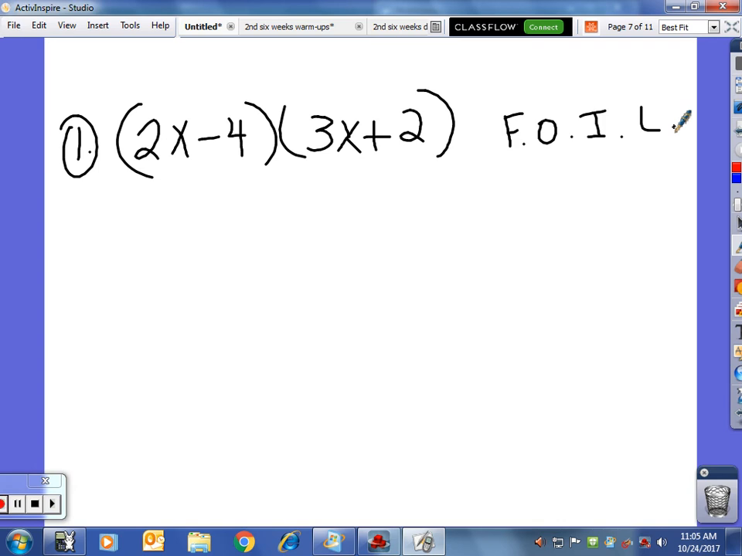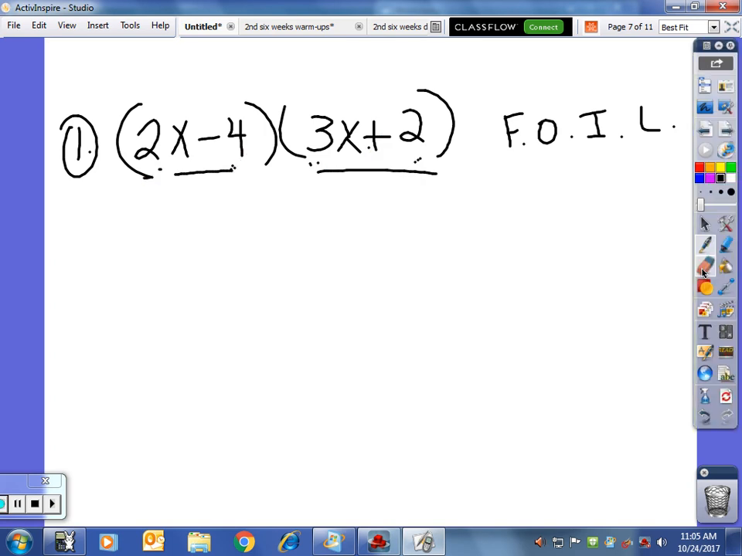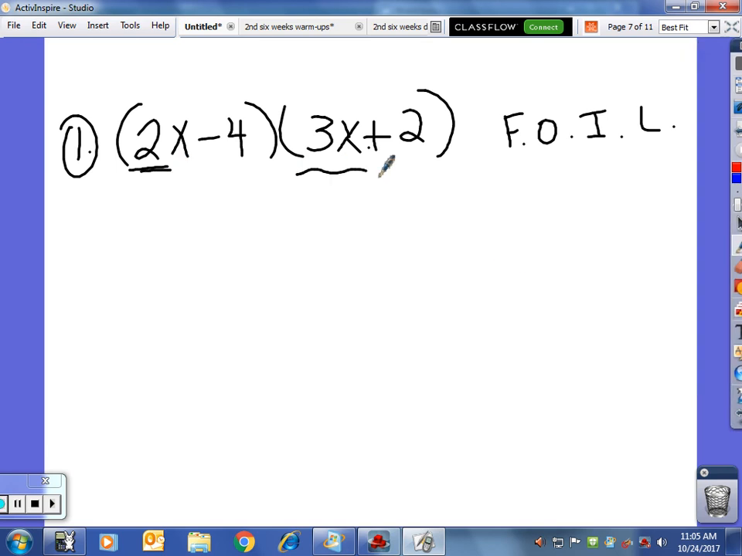Okay, do you see how we have 2x minus 4? That's a binomial. How can I tell? It's got two terms separated by a plus or a minus. Here's another binomial, two terms separated by a plus or a minus. And I'm multiplying this times this. How can I tell I'm multiplying this one times this one? There's parentheses and no symbol. So, this 2x is supposed to multiply by everything that's over here.